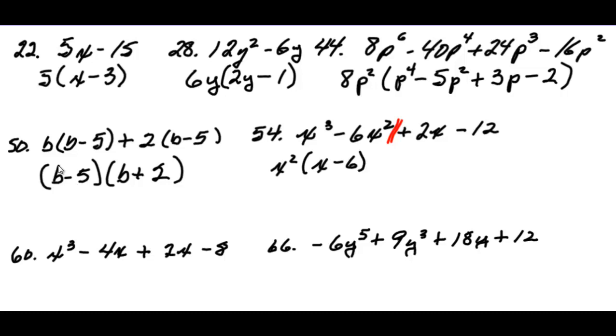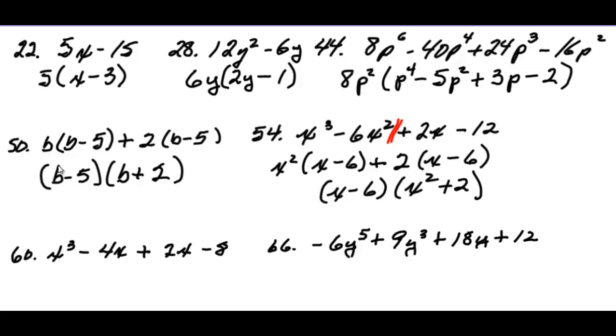What we have in our second group, however, we don't have an x in both of those terms. All we have left is 2. That's common to both. So if I pull 2 out, what I end up with is x minus 6. Now we have that common binomial in both of those terms, x minus 6. And we're multiplying that by what's left, x squared plus 2.